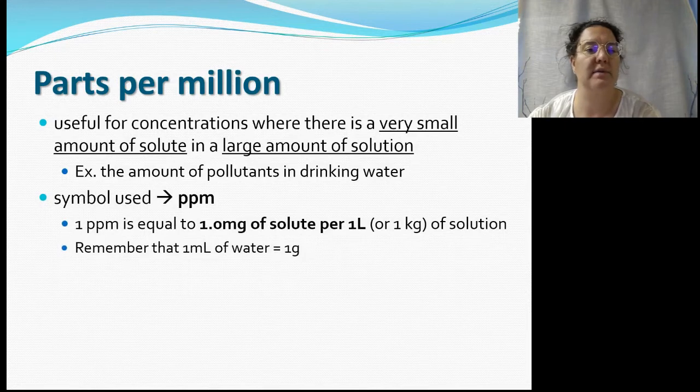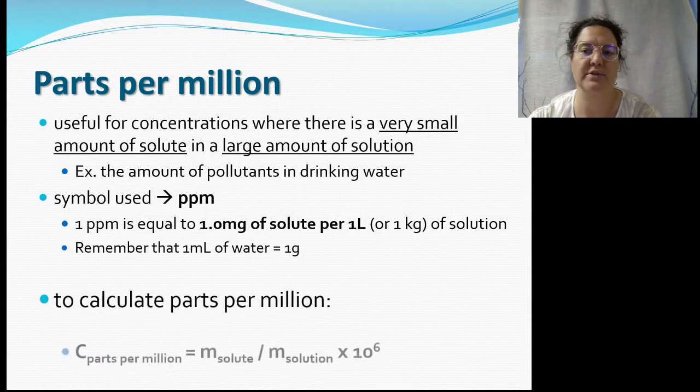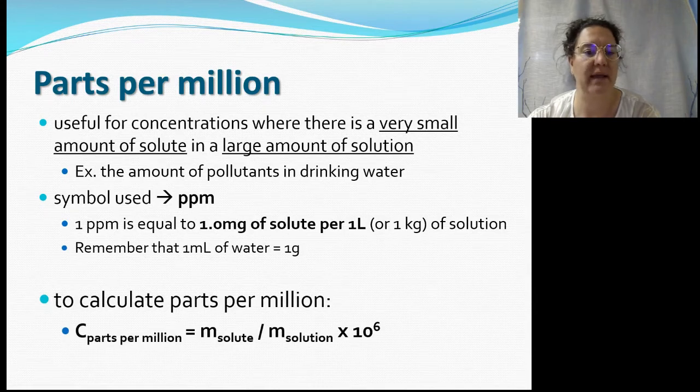So parts per million is useful for concentrations where there's a very, very small amount of solute in a large amount of solution. So typically we'll use parts per million when we look at pollutants in water. And the symbol used is ppm. So 1 ppm is equal to about 1 milligram of solute per 1 liter, or 1 kilogram of solution. And in water, 1 milliliter equals 1 gram. So to calculate parts per million, the concentration in parts per million is equal to the mass of the solute divided by the mass of the solution times 10 to the power of 6.